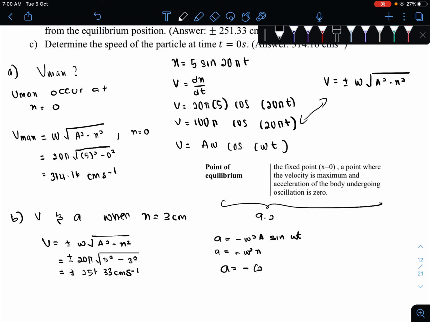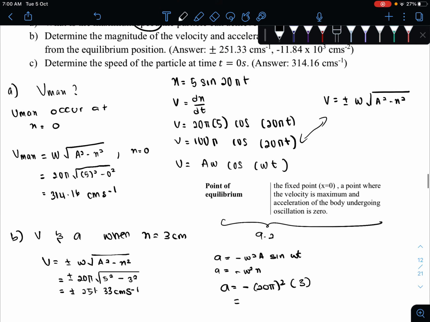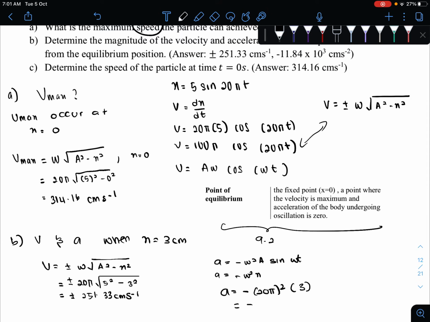A is equal to negative omega square, which is 20 pi square. Remember, the negative is not squared, it is the omega that is squared. X is 3 cm, given in the question. And then press the calculator, you will end up with negative 11.84 times 10 to the power 3 cm negative 2. Alright. Okay. So you must choose the appropriate equation here.